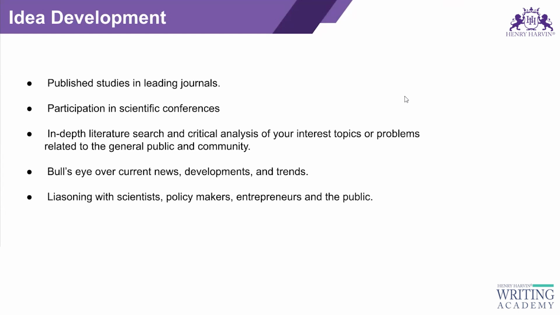Then, liaising with scientists, policymakers, entrepreneurs, and the public. I had already told you that you can be in contact with scientists, entrepreneurs, and policymakers. If you are writing about an issue related to the general public, you have to be in contact with the public also. You should interview them, ask their opinion, talk to them, and ask about their problem, so that you can write it in your news article and cover that whole phenomenon. This is how you can develop the idea or get the information for writing news.